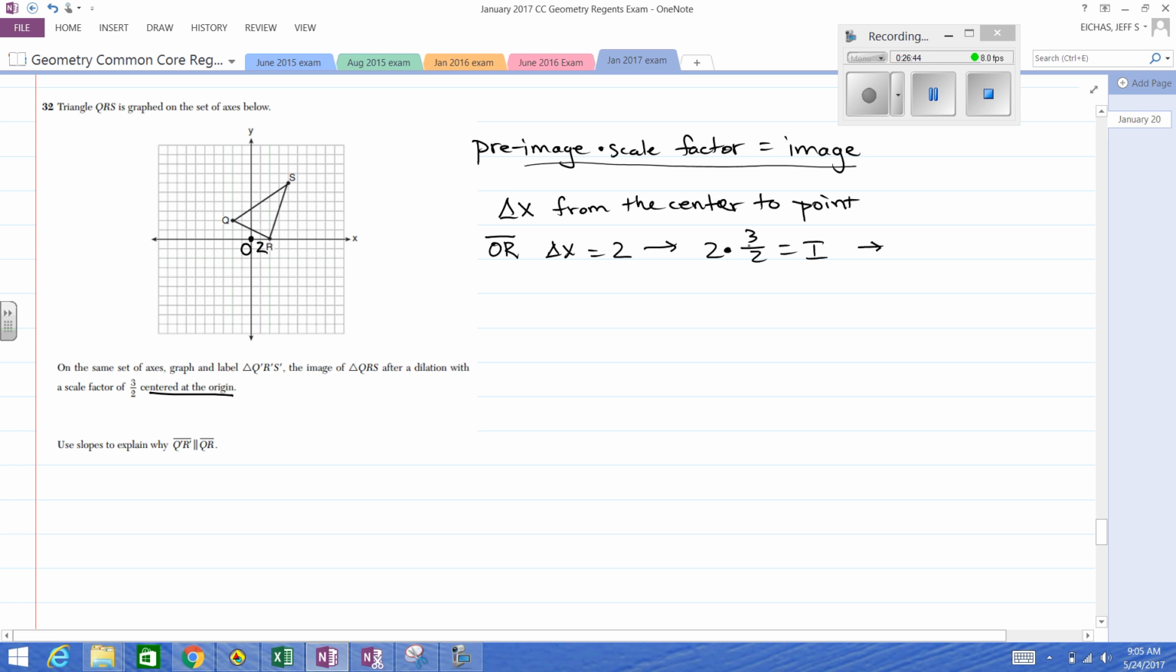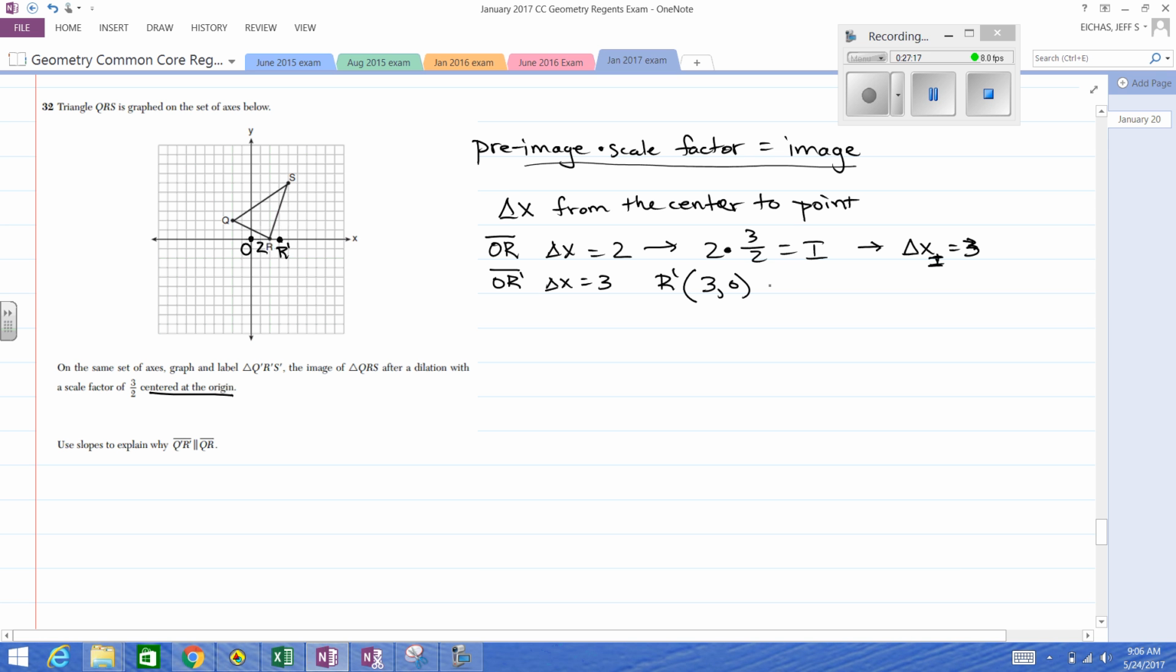Okay, so that's going to be 3. The image is going to be 3. So the change in x for the image is going to be 3. All right, now because there is no change in y, R prime is going to be right there, 3 away from O. So O to R prime, change in x should be 3. That gets us R prime. There is no change in y, so R prime is going to be at the location 3, 0.